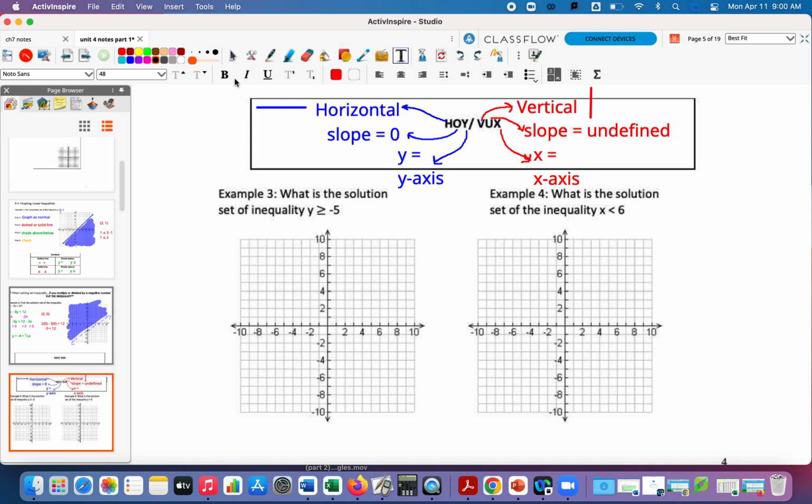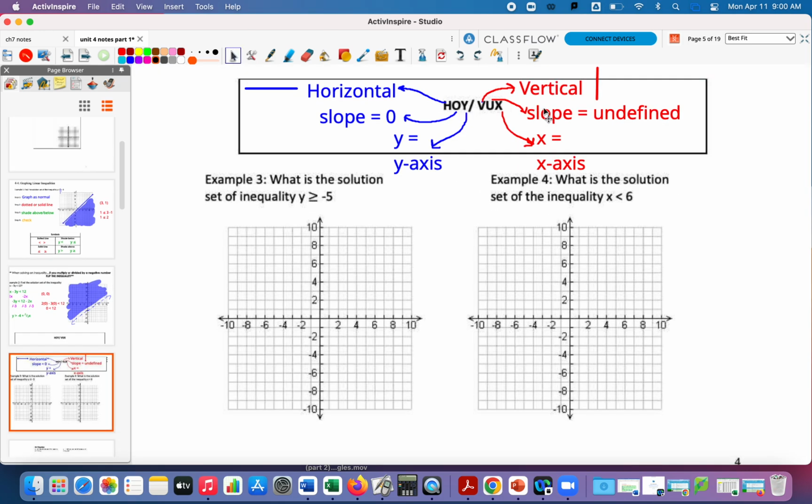We also remember that we can have our horizontal and vertical lines. So there's just your reminders on those lines. Remember the horizontal, if you just have a y, it'll hit the y-axis. If you just have an x, it'll hit the x-axis. So in this example, y greater than or equal to -5, I notice there's no x, so I'm just going to go to -5 on the y-axis. It's going to be a solid line, and if it's just y, it's horizontal.